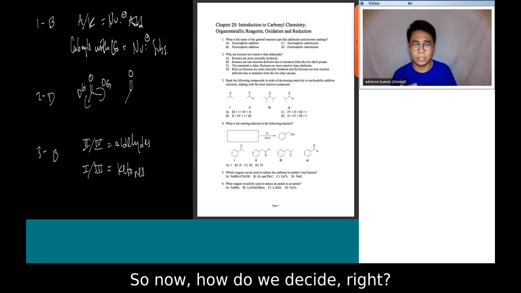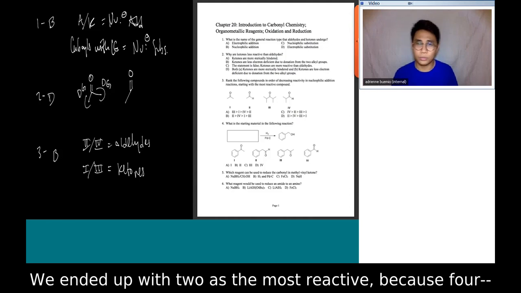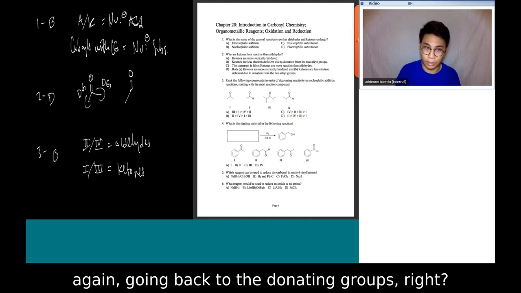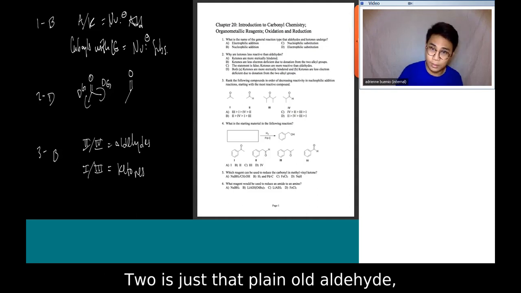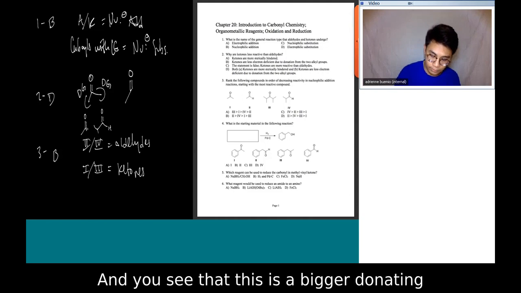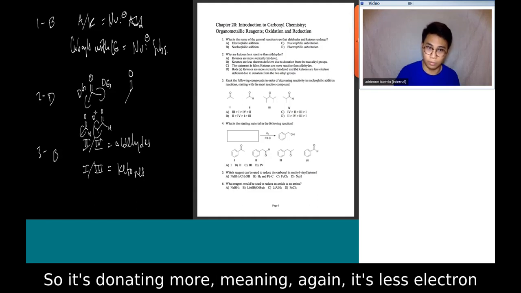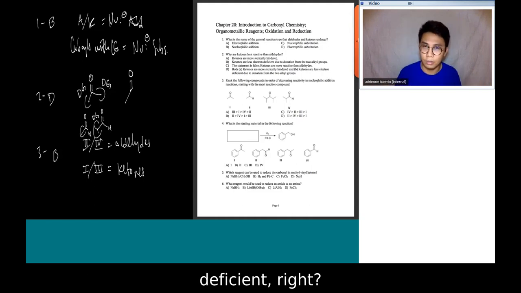Now, how do we decide between them? We ended up with 2 as the most reactive because of the donating groups. 2 is just a plain old aldehyde, while 4 is a bigger molecule, and you see that it has a bigger donating group than this one. So it's donating more, meaning it's less electron deficient.